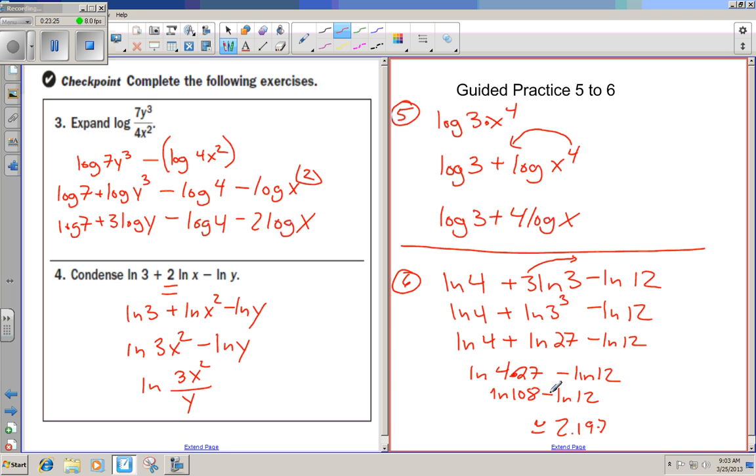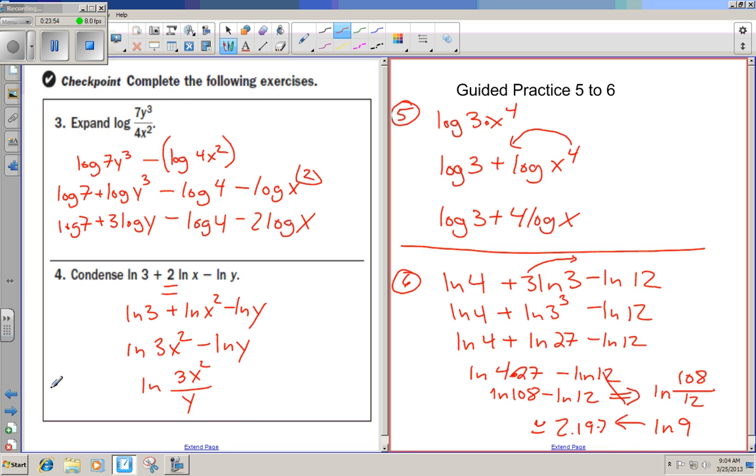And now we're looking at the subtraction. The subtraction means that we divide. The positive stuff goes in the numerator, the negative stuff goes in the denominator, and when you try and do 108 over 12, it simplifies to 9. So it's the ln of 9, which, when you type into the calculator, gives us 2.197.